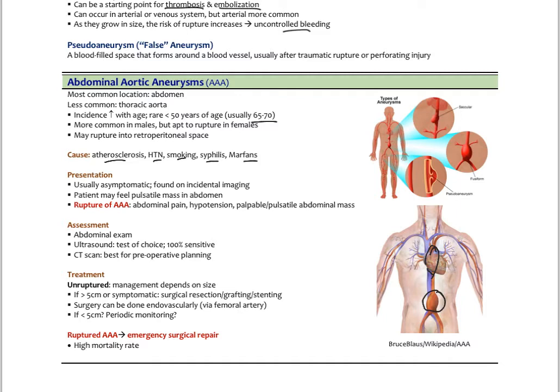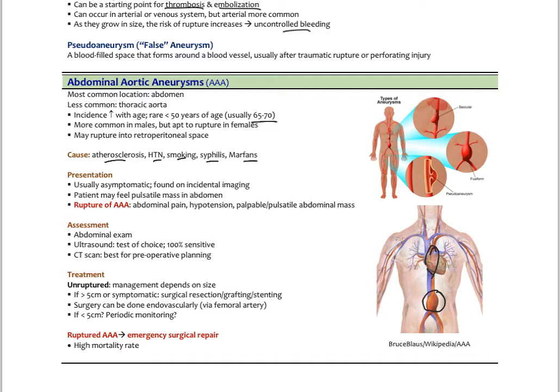That's why when we do a full abdominal exam, we actually palpate down to feel the borders of the aorta. And if we feel it over 3 or 4 centimeters, then we suspect there might be an enlargement, and so we might send for imaging to have that investigated. Patient might feel, though, a pulsatile mass in the abdomen. That's kind of a classic finding there.